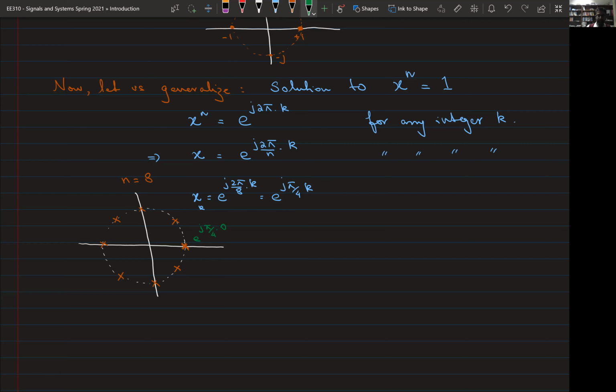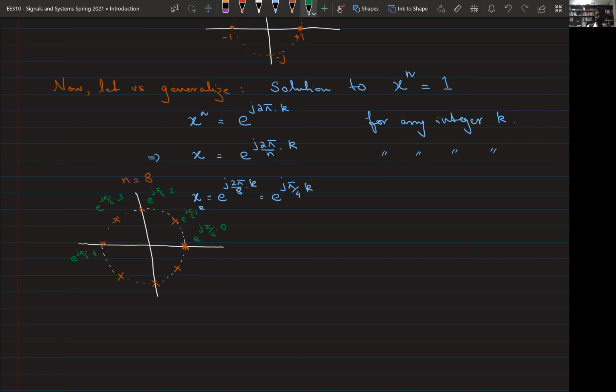So this solution is e raised to j pi by 4 times 0, which I know is 1. This solution here is e raised to j pi by 4 times 1. This solution is e raised to j pi by 4 times 2. This is e raised to j pi by 4 times 3. This is e raised to j pi by 4 times 4.